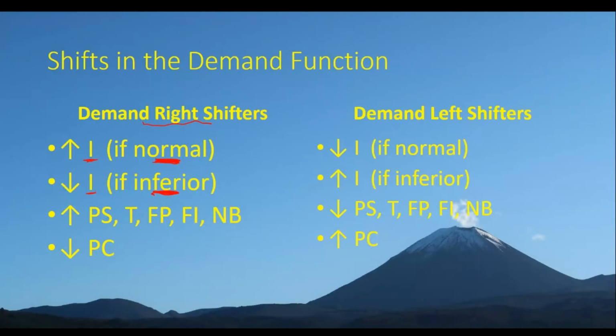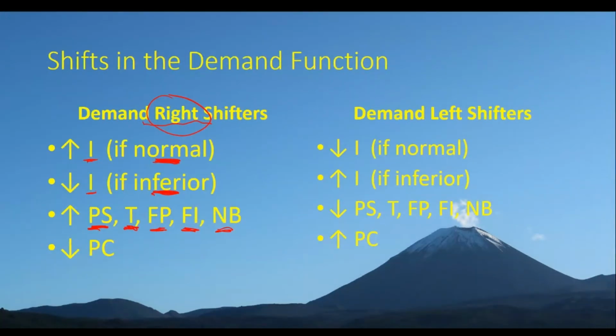But also, an increase in the price of a substitute good, increase in the tastes for the product, coffee itself, is going to cause the demand to shift right. Increase in future price, increase in future income, and an increase in the total number of buyers in the marketplace. All of these are going to cause the demand curve to shift to the right.